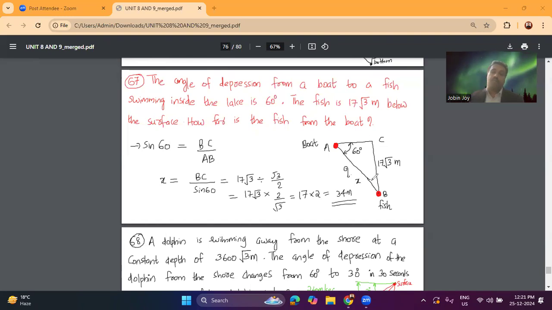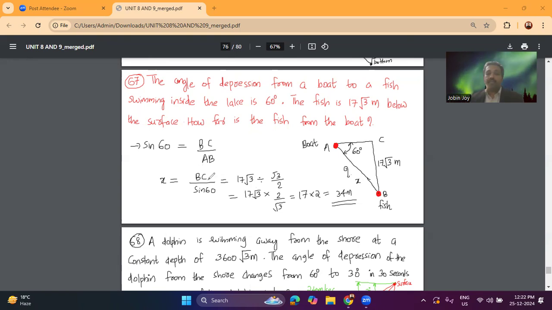That means you have to calculate the hypotenuse. We know the angle, we know the opposite side, and our aim is to calculate the hypotenuse. Which trigonometric ratio will you apply? The relation between the opposite side and the hypotenuse is sine. So sine 60 is equal to opposite side divided by hypotenuse. That means 17 root 3 divided by AB. So AB is the hypotenuse. I will call AB as X.